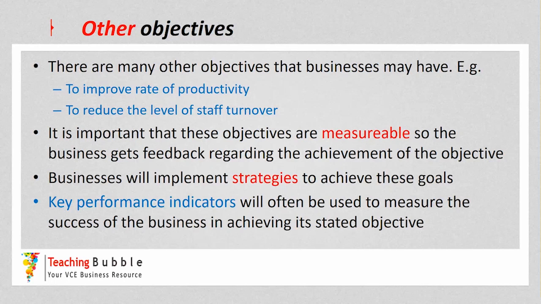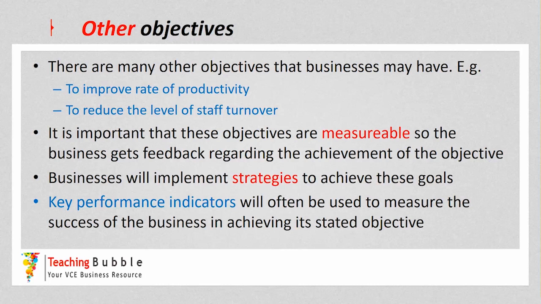Now, before we wrap this video up, it's important to note that businesses do have other objectives than the ones listed in our study design. For example, a business may have the objective to increase their rate of productivity in the business or to reduce the level of staff turnover. And there's many more objectives that they can have. It's just important that they think about objectives that are measurable so that the business is able to determine their success in actually achieving them.